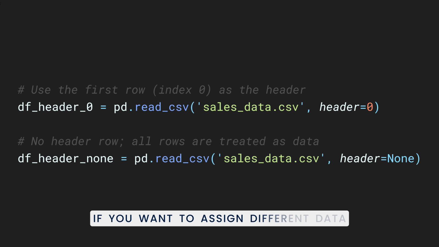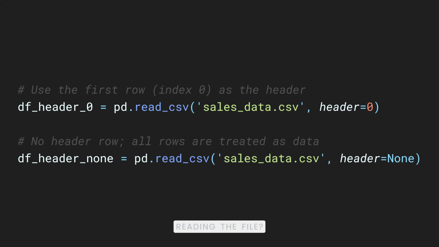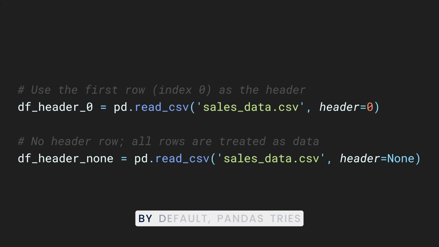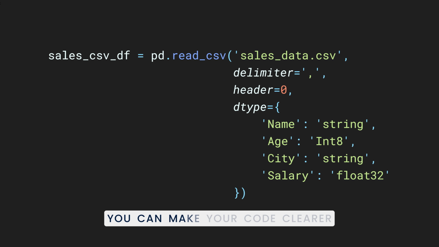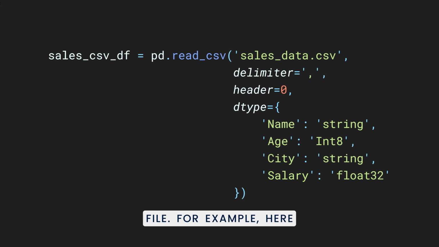Now, what if you want to assign different data types to different columns while reading the file? By default, Pandas tries to guess what kind of data is in each column, but sometimes it gets it wrong. You can make your code clearer and safer by specifying the data types explicitly when reading the file. For example, here name and city are treated as text. Age is set as a small integer type, and salary uses a 32-bit floating point.